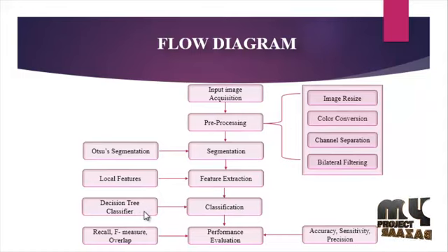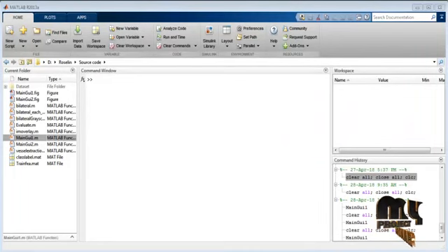Decision tree builds a classification or regression model in the form of a tree structure. It breaks down a data set into smaller and smaller subsets, while at the same time an associated decision tree is incrementally developed. The final result is a tree with decision nodes and leaf nodes. Finally, the performance evaluation of the proposed system is done by using the performance measures such as accuracy, sensitivity, precision, and recall values of the image. In this proposed system, the diabetic maculopathy is detected using image processing technique.